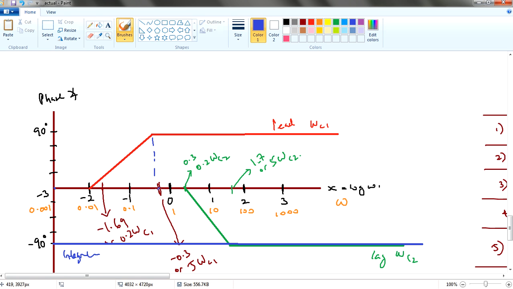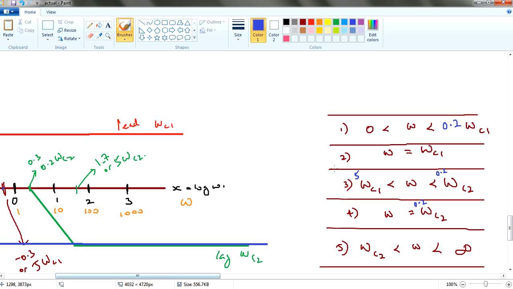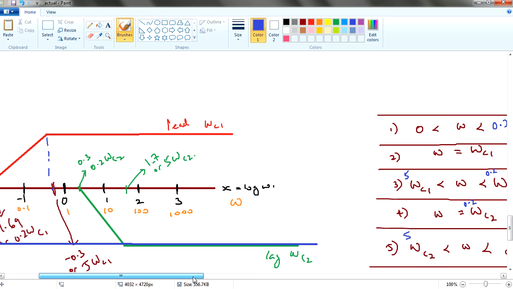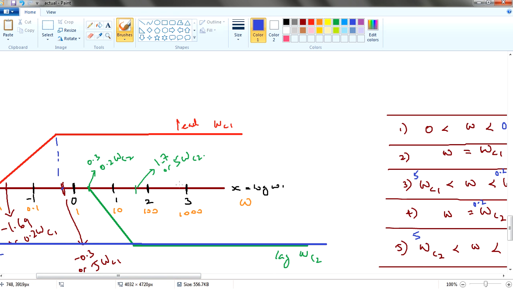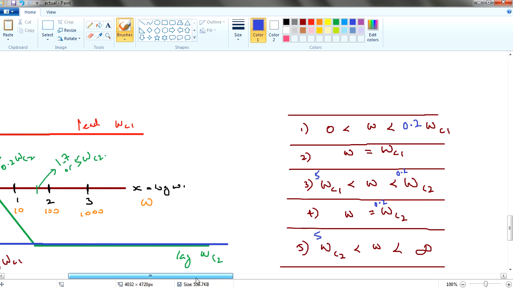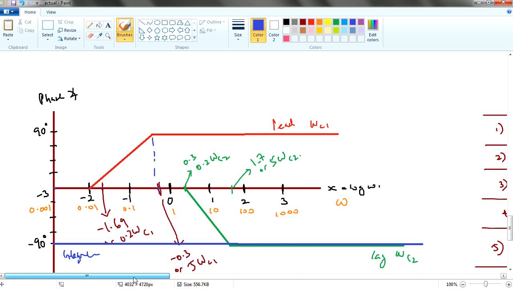So this point to the second cutoff frequency of the lag is this range over here. This is why we have 5 times the first cutoff frequency of the lag, so it's 0.2, and so on and so forth. This is why I label 5 over here. So 5 times omega c2, from this point to infinity, is this range over here.